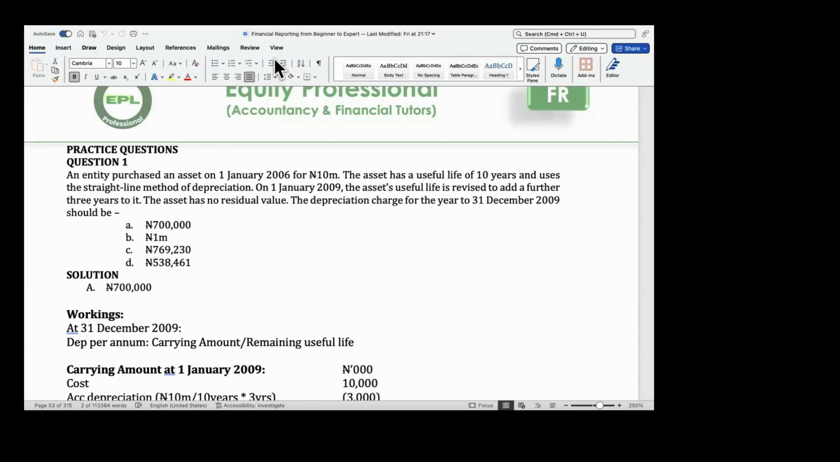So specifically last week, I taught you the principles around revaluation. I told you that revaluation would occur when an entity uses a revaluation model. When they use a revaluation model, then they will need to revalue their assets.